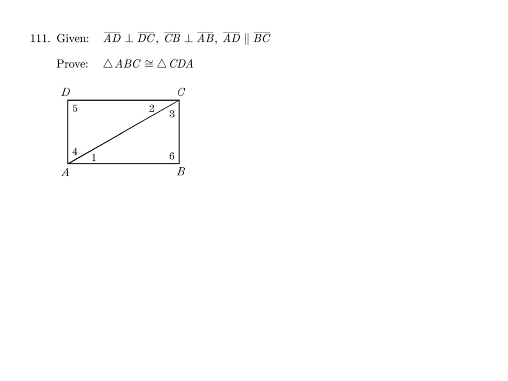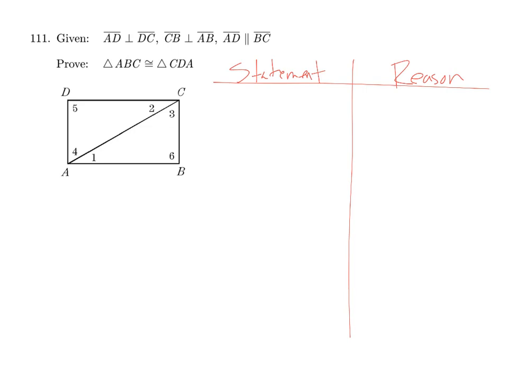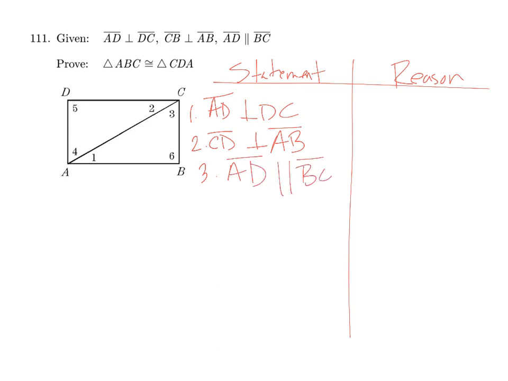Okay. For 111, I have all this information given to me. I have to do a proof. Here's a statement and the reason. So I have AD is perpendicular to DC. CB is perpendicular to AB. AD is parallel to BC. These are all given.